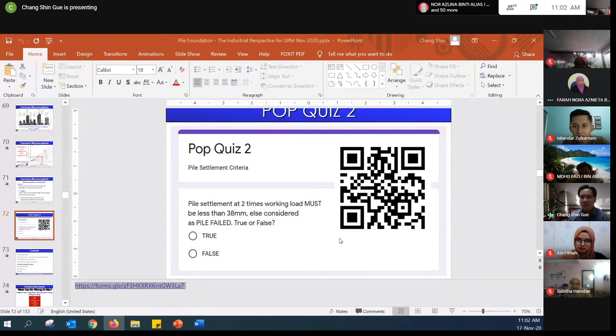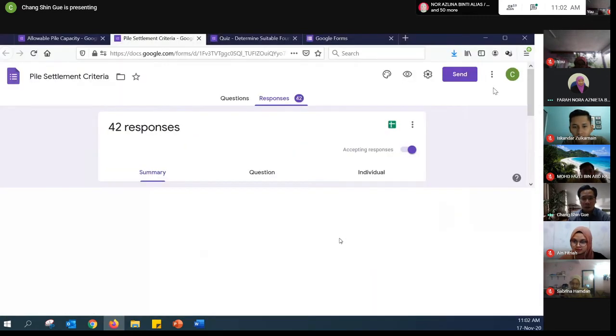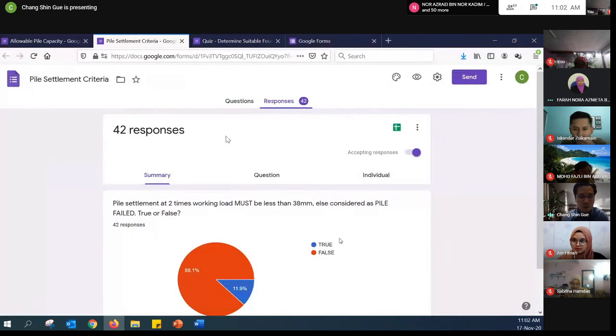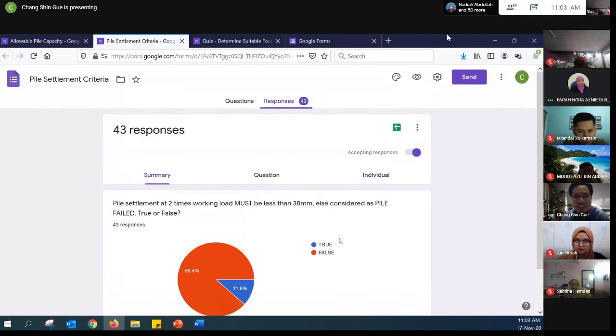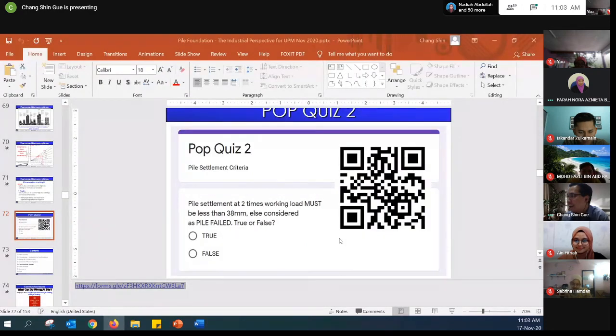So let me just show you the response. We have 42 responses so far, and most of you have got it right. Pile settlement at 2 times working load must be less than 38 millimeter, and this is absolutely false. And some of you have still chosen true, I'm not sure why. Okay, is there any other question?